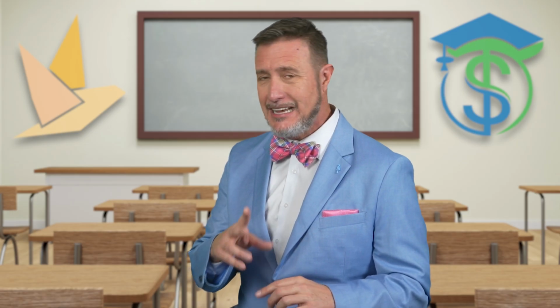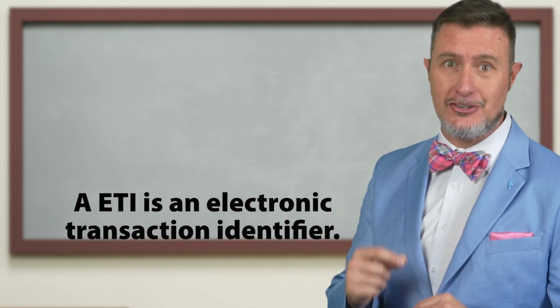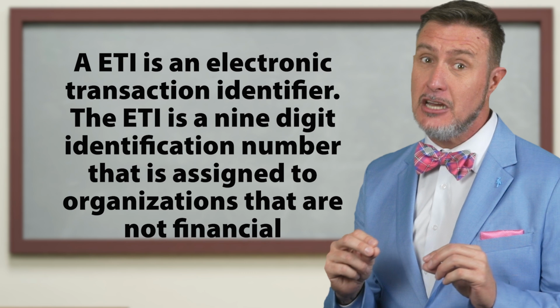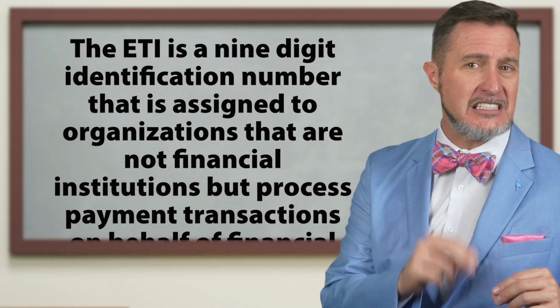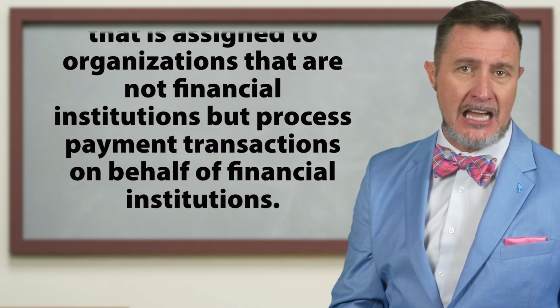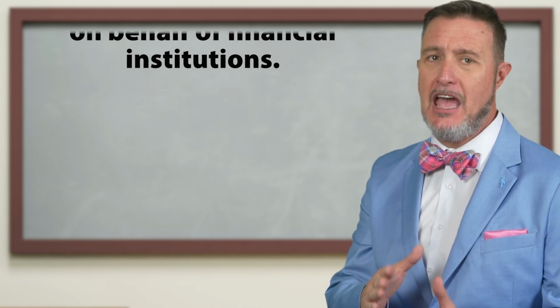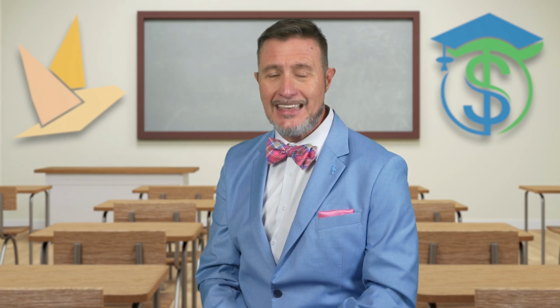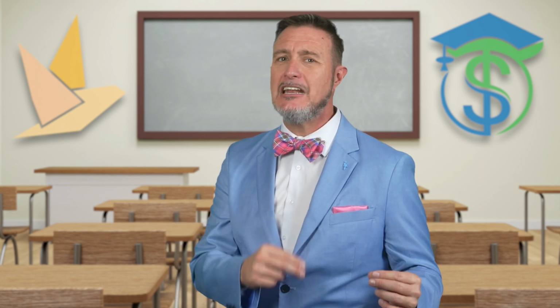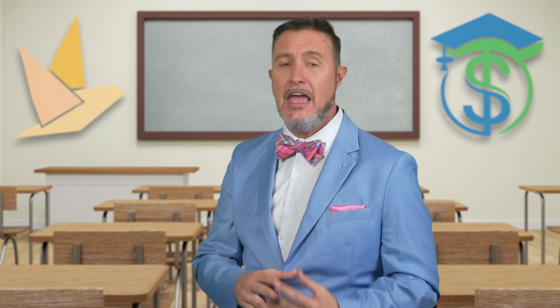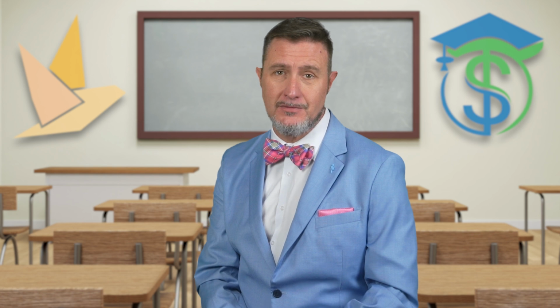Quick side note on that one. An ETI is an electronic transaction identifier. The ETI is a 9-digit identification number that is assigned to organizations that are not financial institutions, but process payment transactions on behalf of financial institutions. ETIs are used in the FedNow service to identify these processing organizations, service providers basically, and to ensure that they are authorized to send and receive payment messages.